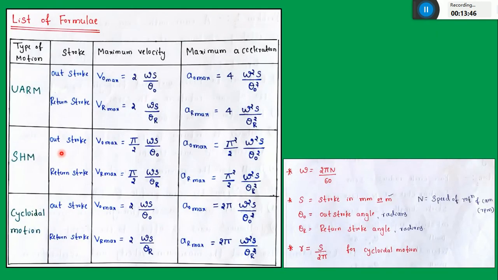So to find the maximum velocity and the acceleration during outstroke, I'll use the formula corresponding to simple harmonic motion. Please write down this: V naught max is equal to pi by 2 omega s divided by theta naught. Theta naught is nothing but the outstroke angle. And the maximum acceleration during the outstroke is pi square by 2 omega square s by theta naught square.